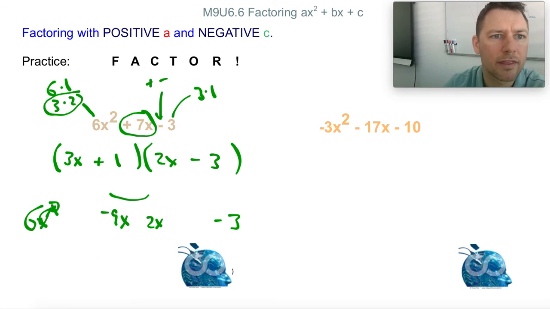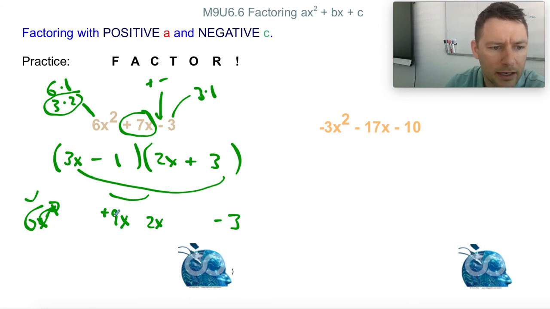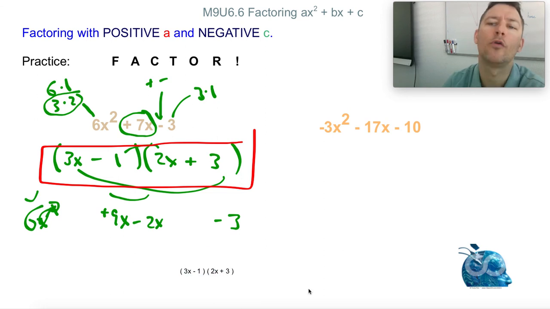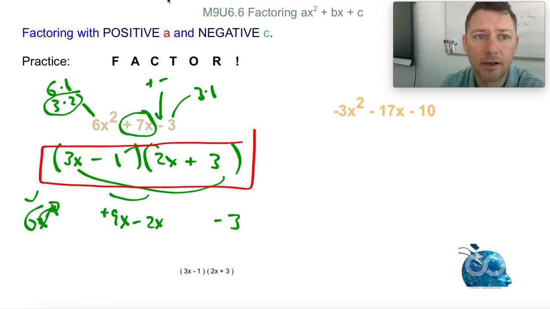Let's try that. So this was plus and minus. Let's make it minus and plus. So this is 6x squared. This is still negative 3. This is positive 9x. And this is negative 2x. Great. And that does give us positive 7x. So this should be our factored format. Let's try it. Oh, there it is. So good. All right.